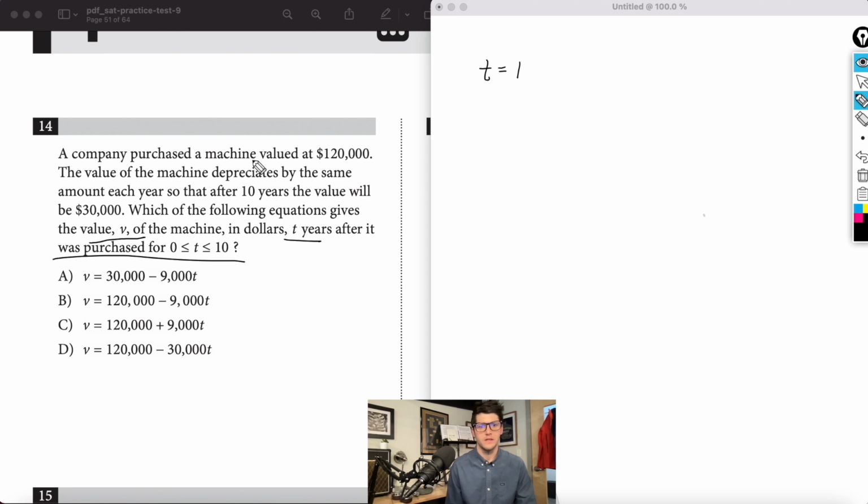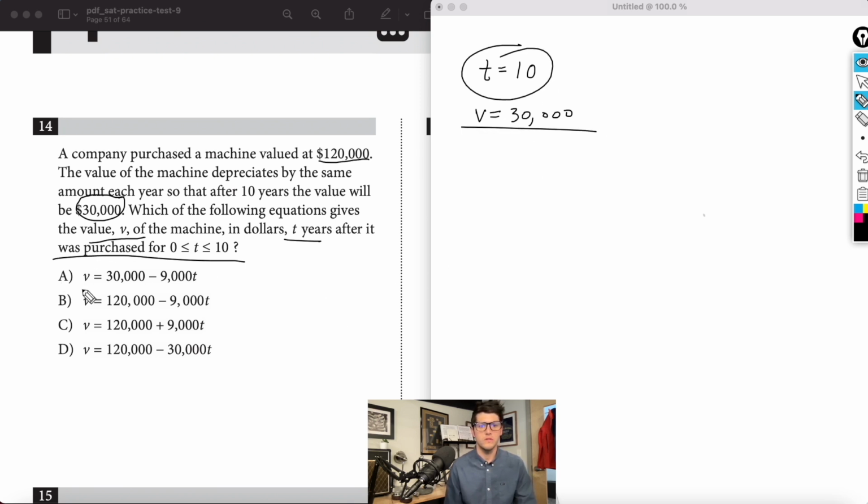That's what I'm asking. Well, it says the company purchased a machine valued at $120,000, so that's the starting point. And it depreciates the same amount each year, so that after 10 years, the value would be $30,000. Okay, so never mind. Let's pick 10 years, right? You don't need to do any new math. We want to get a value of 30,000 when t equals 10, right? That's what we're looking for.